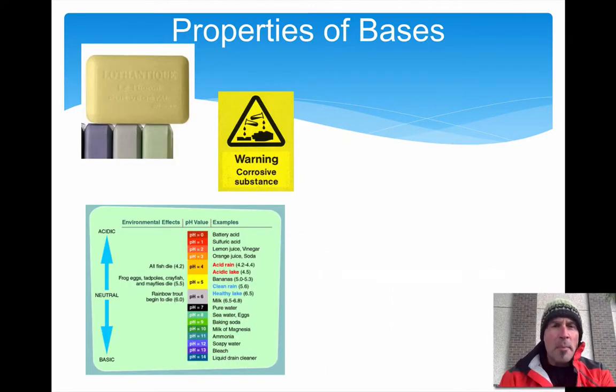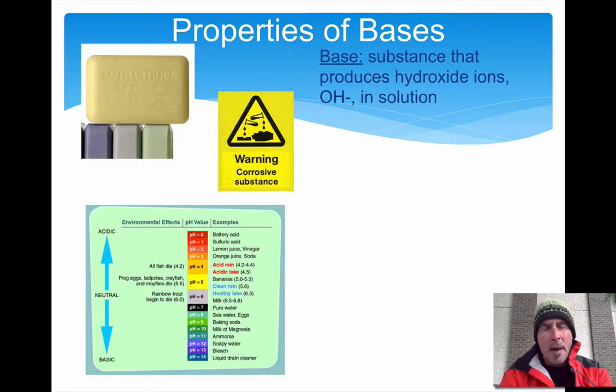All right, so properties of bases. A base is a substance that produces hydroxide ions. This is OH negative, which means that, remember, it is overall an anion because it has more electrons than protons in the nucleus. So it is going to make the overall charge a negative. So OH negative, hydroxide ion.